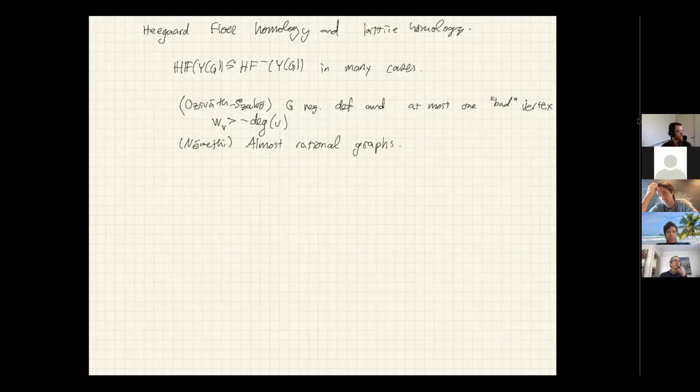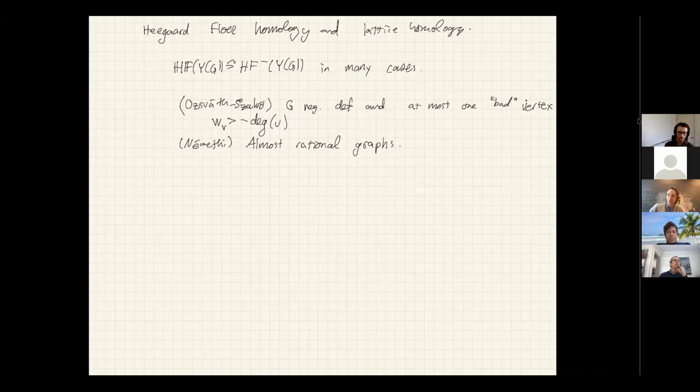Basically, if you have a negative definite graph G, this Y_G is actually the boundary of a normal surface singularity from algebraic geometry. And there's this family of singularities called the rational singularities, and these are sort of the simplest singularities you could look at. I'm not going to get into the algebraic geometry, but they're sort of the simplest ones you could look at.